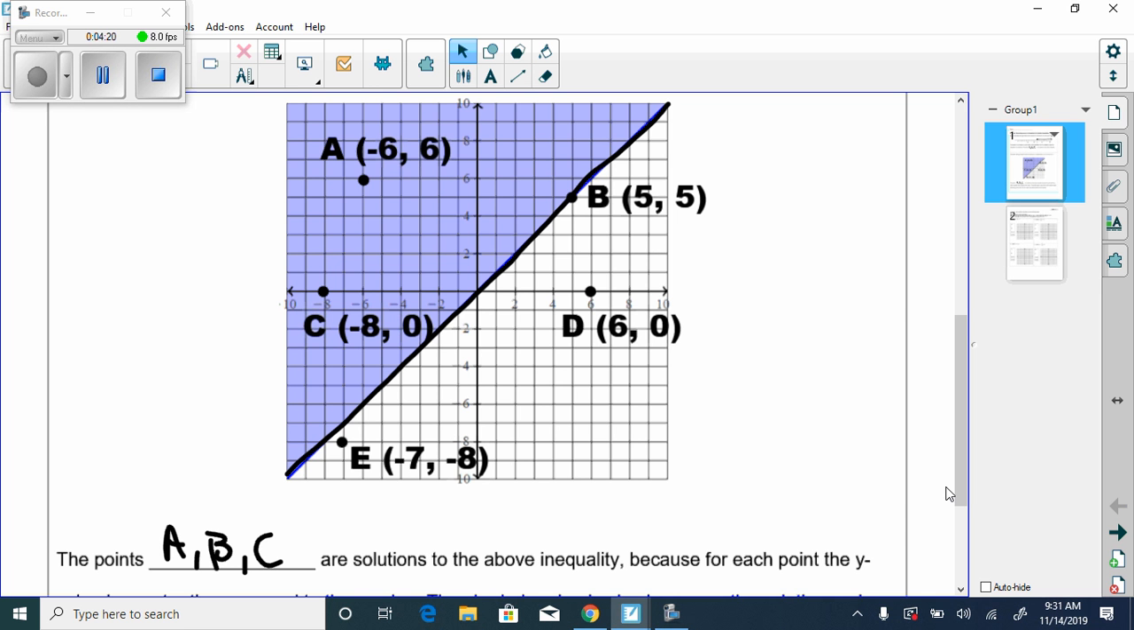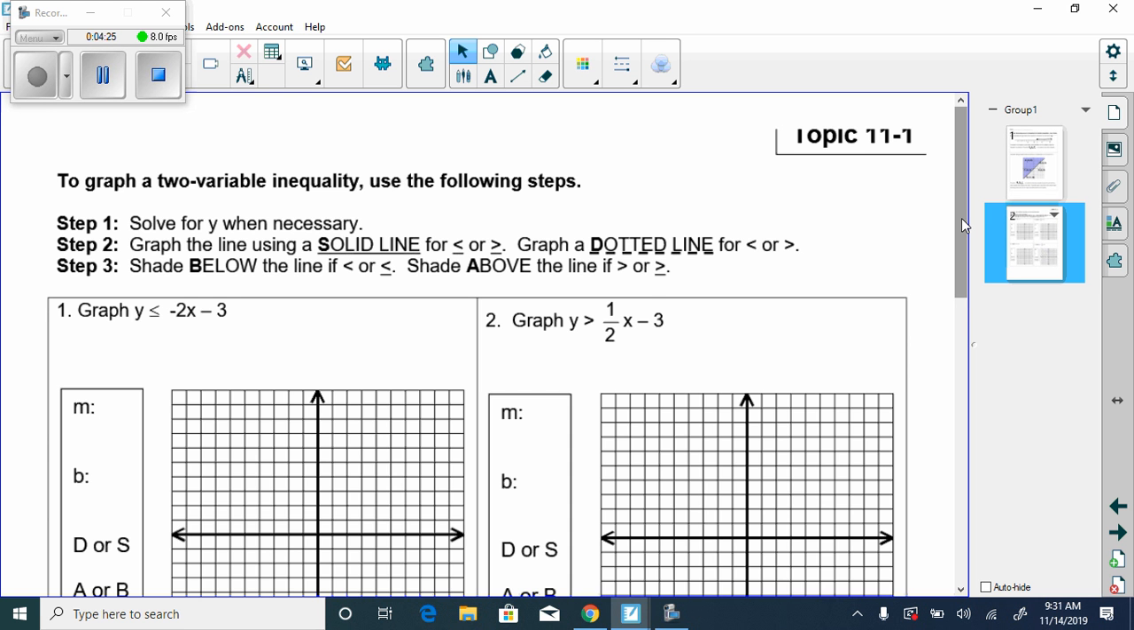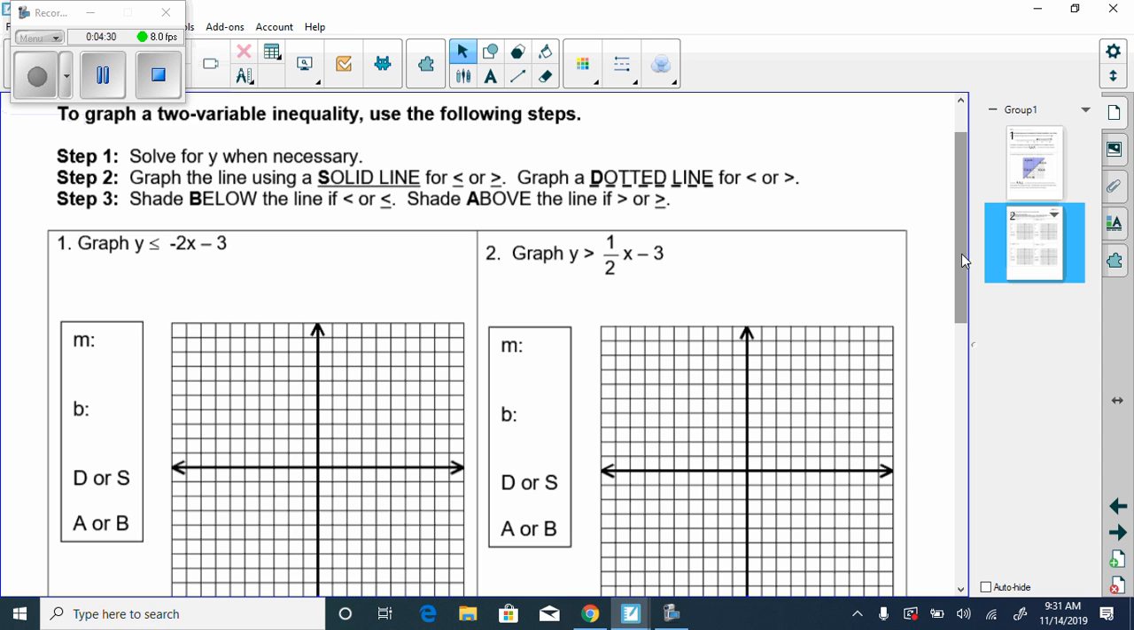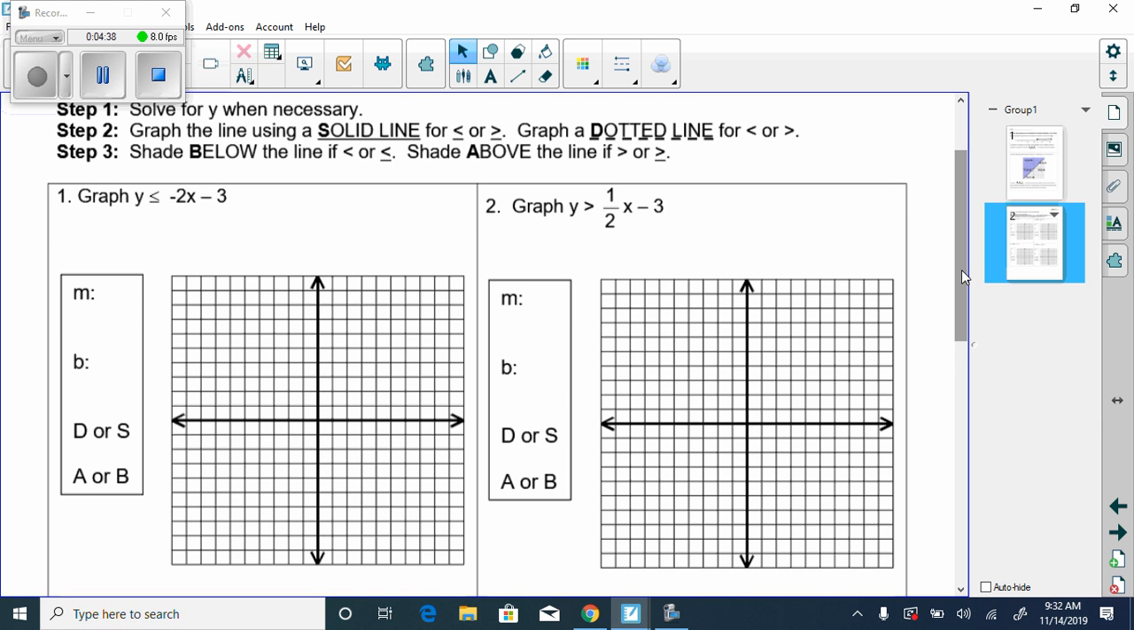All right, so turn it over on the back for me, and we are going to graph some of our own. So they give us 3 steps. The first step is to solve for y when necessary. Well, we already know to do that because things have to be in y equals mx plus b form for us to graph, right? So on number 1, is it already in y equals mx plus b form? Yeah, so we're good there. Then it says to graph the line using a solid line if it has a less than or equal to or greater than or equal to.